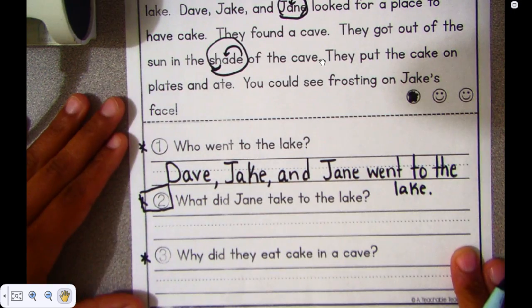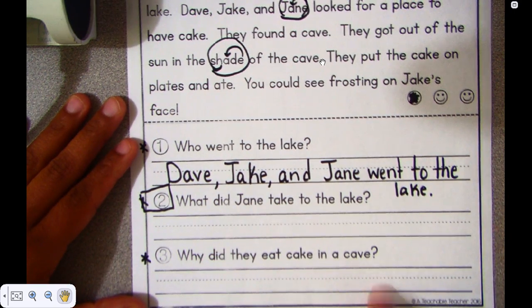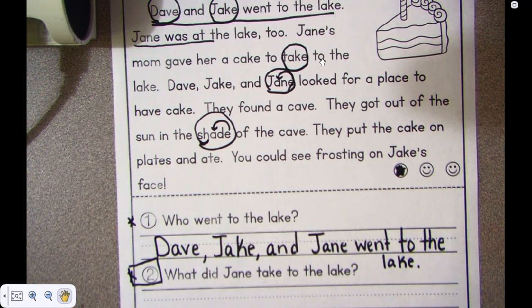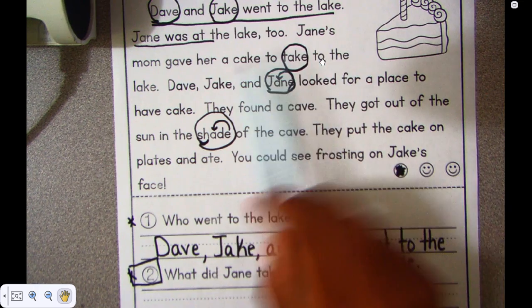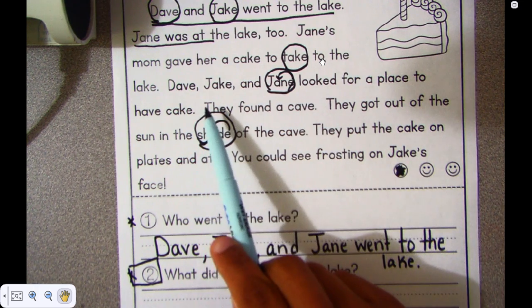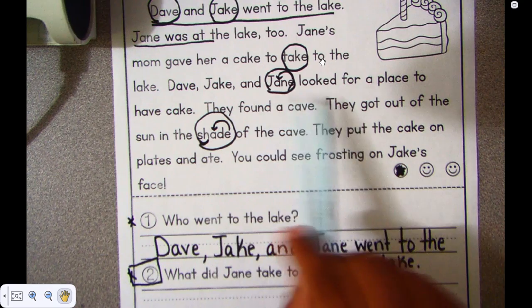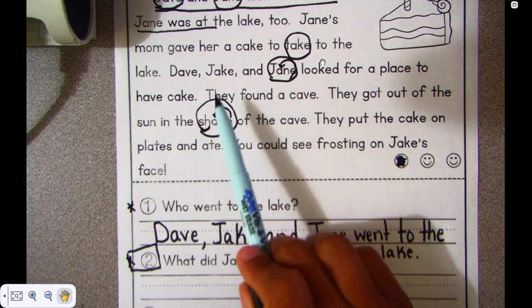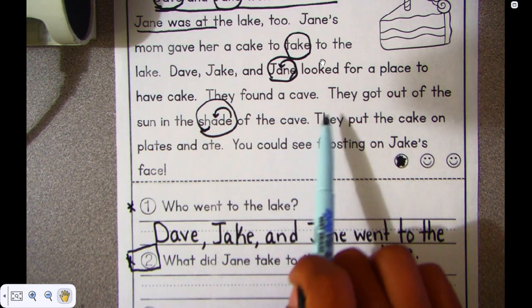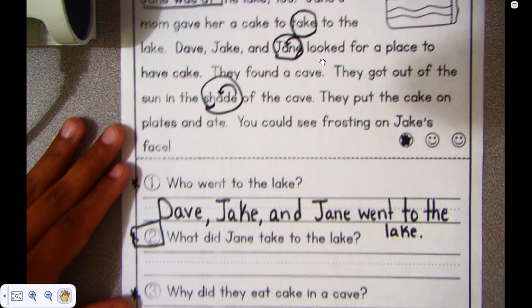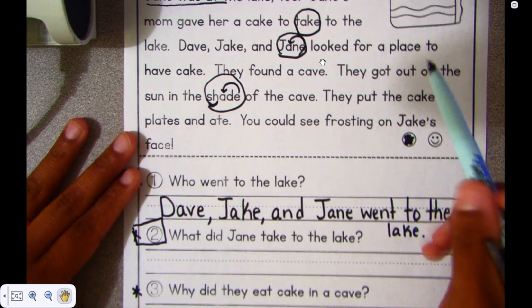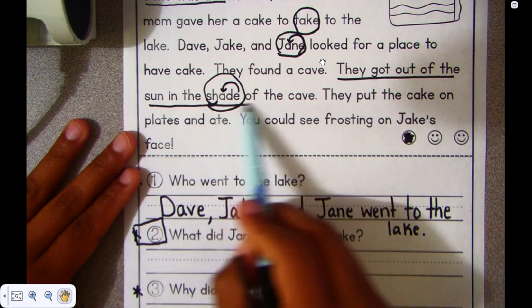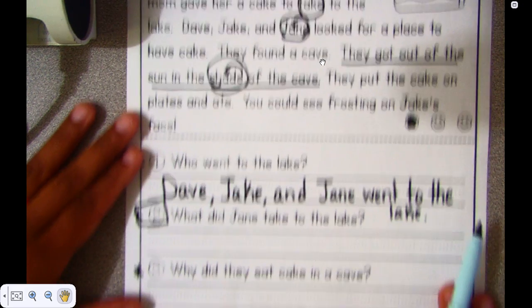All right, let's look at number 3. Why did they eat cake in a cave? So let's see if we can find that information. Jane's mom gave her a cake to take to the lake. Dave, Jake, and Jane looked for a place to have cake. So they're trying to find somewhere where they can eat this cake. They found a cave. They got out of the sun in the shade of the cave. So it seems like they wanted to get out of the sun and be in the shade to eat.